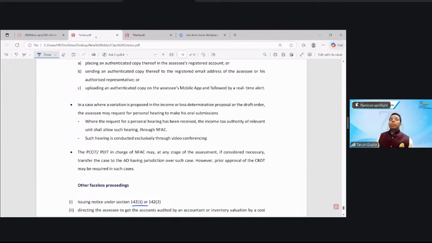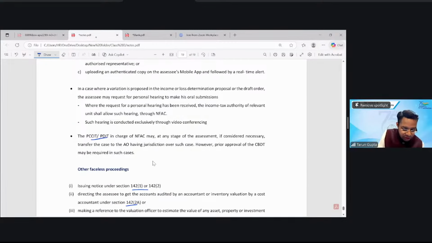There may be a situation where the AO has proposed an addition and the assessee wants a physical hearing. In such a case, only where the draft order has an addition, the assessee can request a physical hearing and it shall be granted to him. There is no discretion, but that physical hearing shall happen through video conferencing. The assessee need not go anywhere. He will do the video conferencing with the assessment unit.